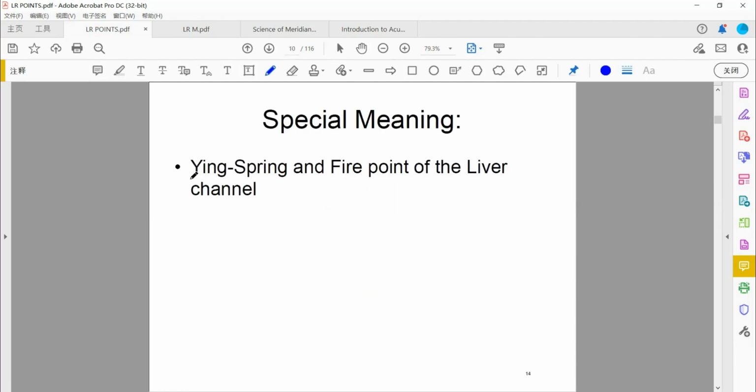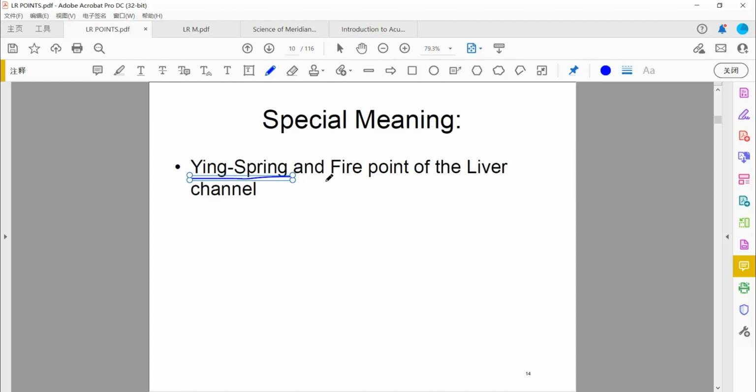So liver 2 will be the yin spring and fire point of the liver channel. Yin spring point. Right, yin spring point. For all the yin spring points, it can clear the heat from the organ. For example, this one, liver 2, it's the yin spring point of the liver. So it will be good for clearing the heat from the liver organ if there's liver fire.